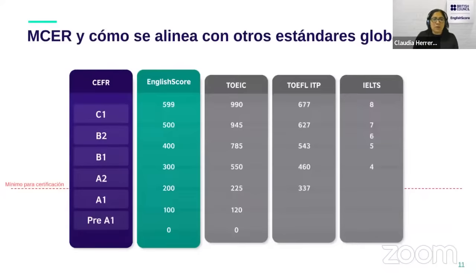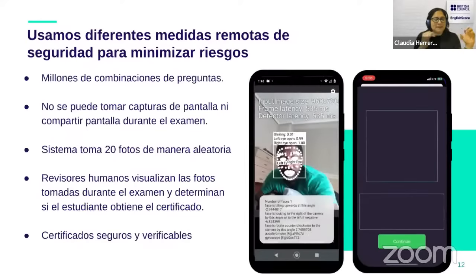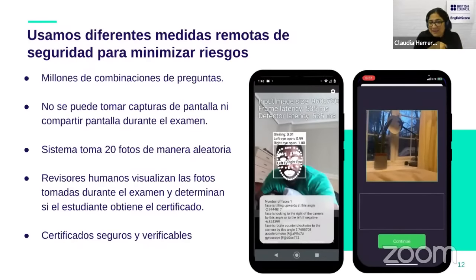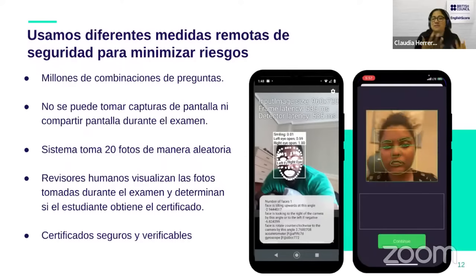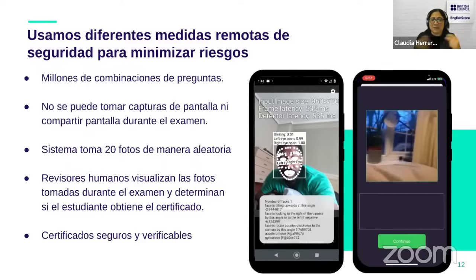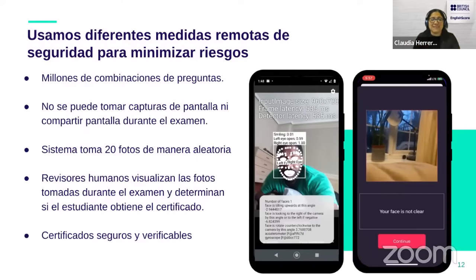¿Qué es el Marco Común Europeo? Como nos decía Kristel, es el marco de referencia para todos los idiomas. La certificación English Score, como pueden ver ahí, tiene un puntaje de 0, que significa pre-A1, hasta 599, que es el nivel C1. Recuerden que trabajamos con inteligencia artificial, entonces tenemos millones de combinaciones de preguntas. Las preguntas se van armando en ese instante.